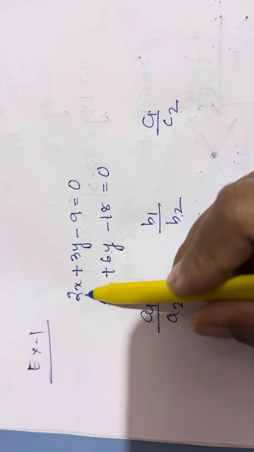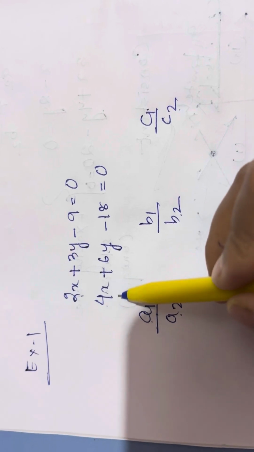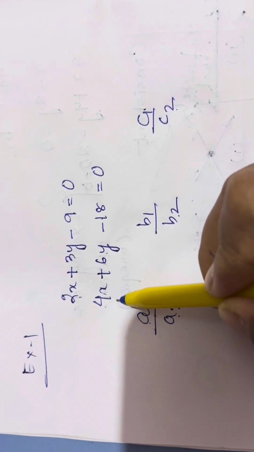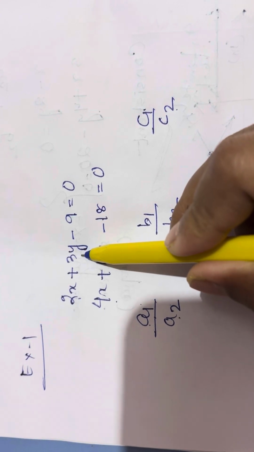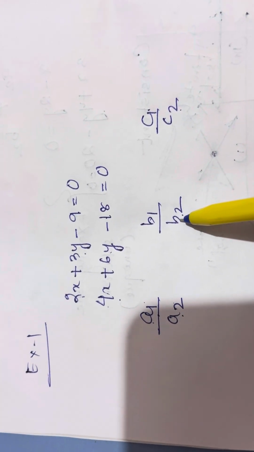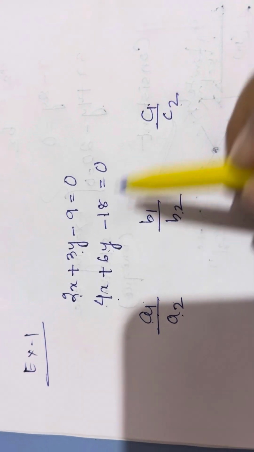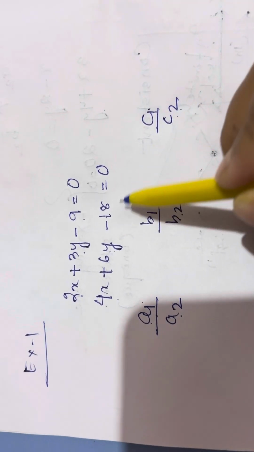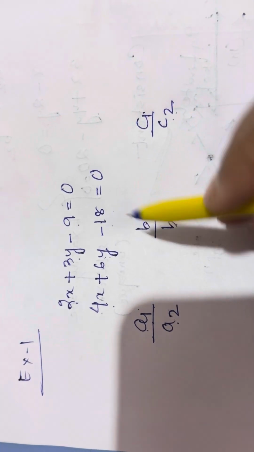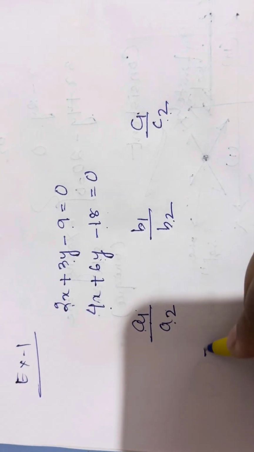a1 is the coefficient of x in linear equation 1. a2 is the coefficient of x in linear equation 2. b1 is the coefficient of y in linear equation 1 and b2 is the coefficient of y in the second equation, and c1 is the constant term for the first one and c2 is the constant term for linear equation 2.